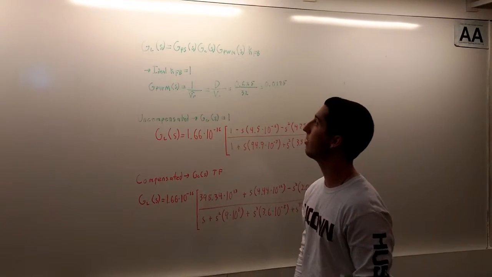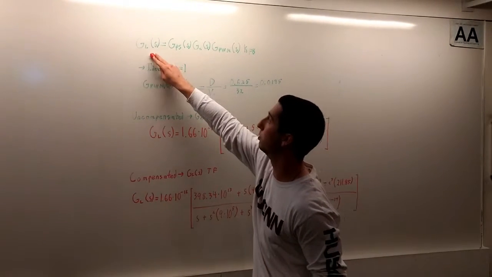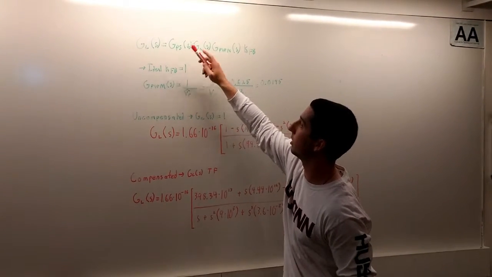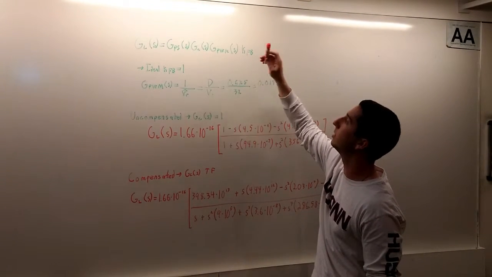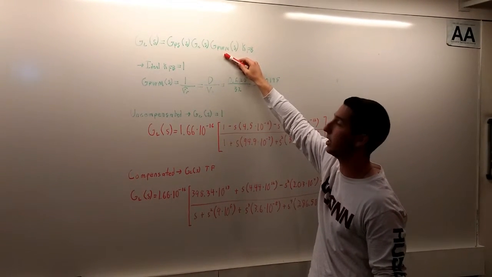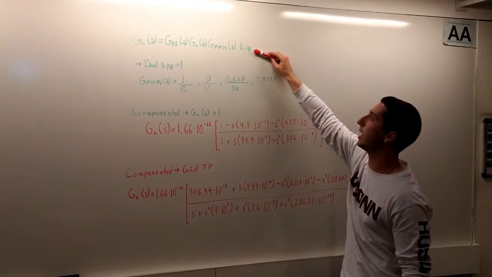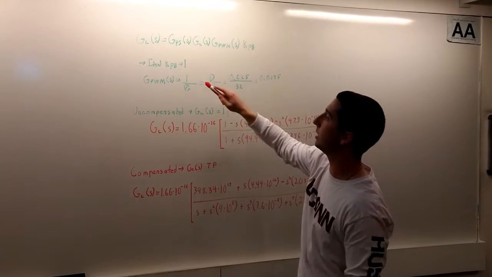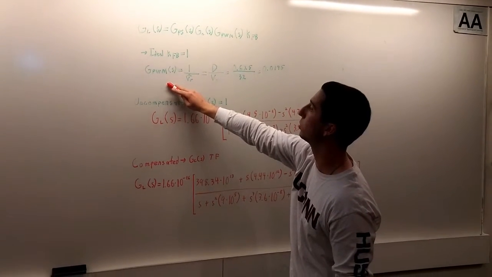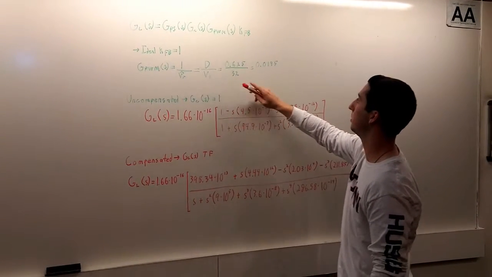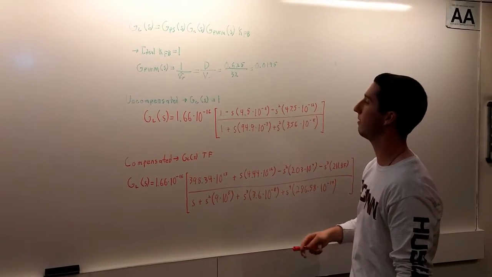So finally, we have our transfer function for the loop, which is found by multiplying the transfer function of the power stage times the transfer function of the controller times the transfer function of the pulse width modulation times the gain of the feedback loop. Ideally, the gain of the feedback loop will be 1, and the pulse width modulation transfer function can be found to be somewhere around 0.0195.